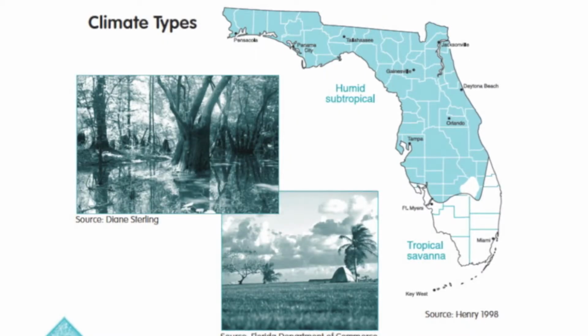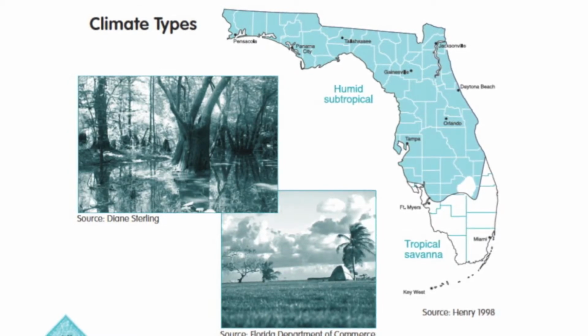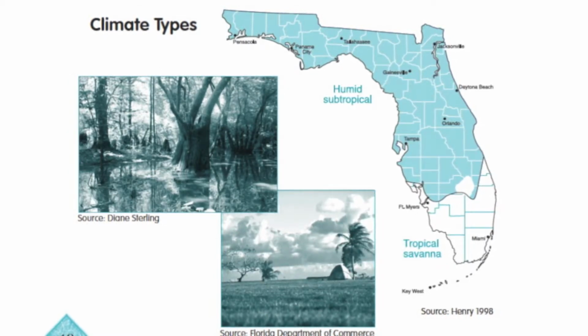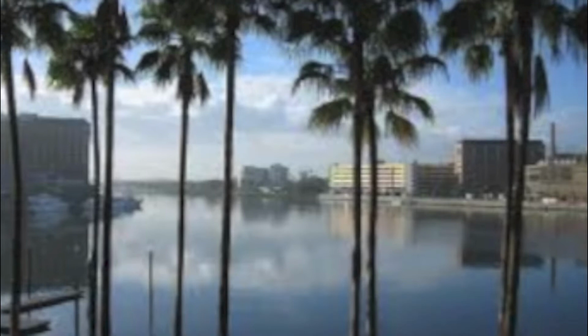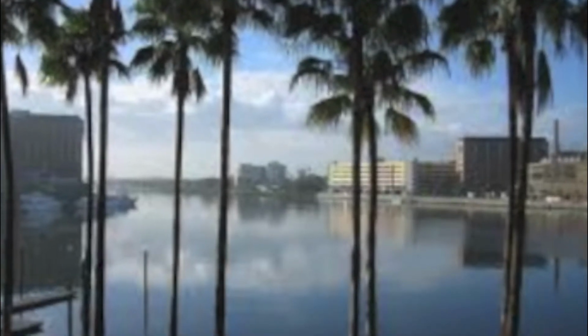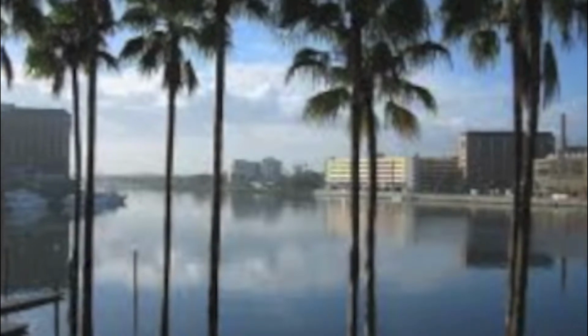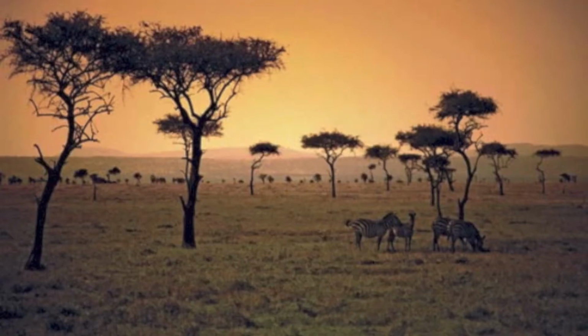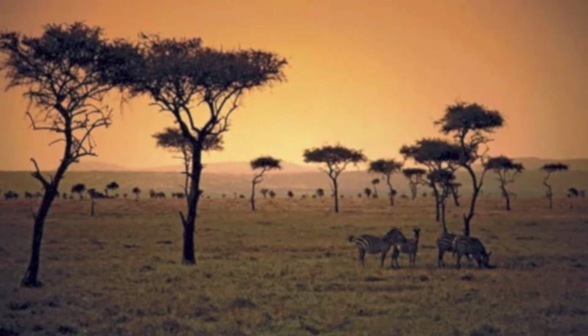Weather and climate. Florida has two types of climate: humid subtropical in the northern two-thirds of the state, and tropical savanna in the southern third and the Keys. A humid subtropical climate is cooler than a tropical savanna climate, especially in the winter months, and lacks distinct wet and dry seasons. A tropical savanna climate is warm year-round and has distinct rainy and dry seasons.